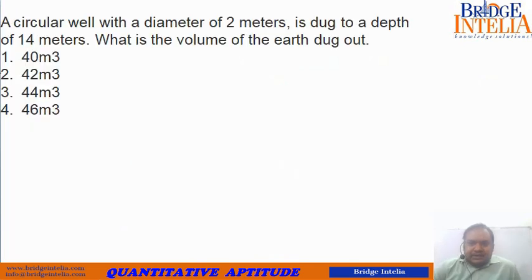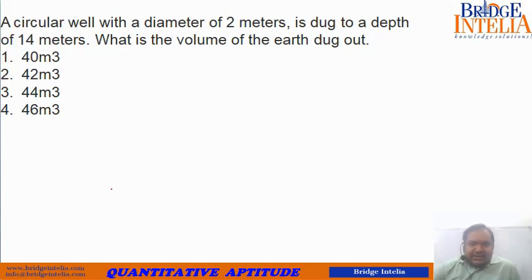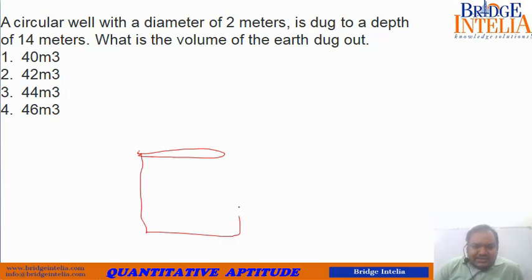Now let's see this one. A circular well with a diameter 2 meters is dug to a depth of 14 meter. What is the volume of earth dug out? If you dug a well, basically you are digging a cylindrical shape. A well is also in the form of a cylinder. So a circular well with a diameter 2 meters means the radius is 1 meter, because the diameter is 2.